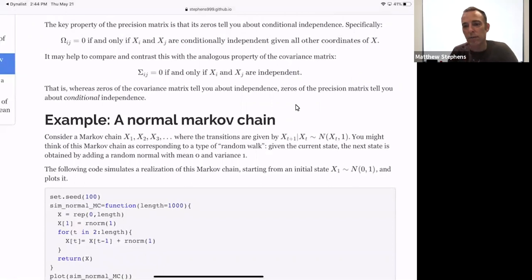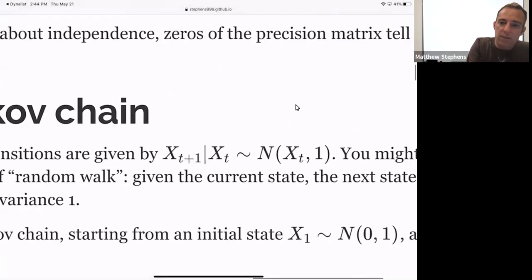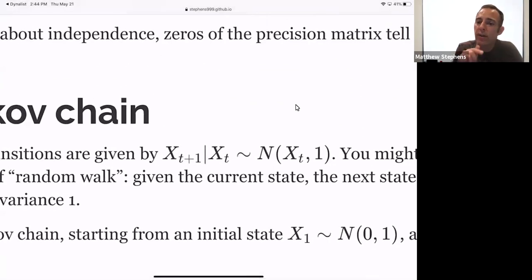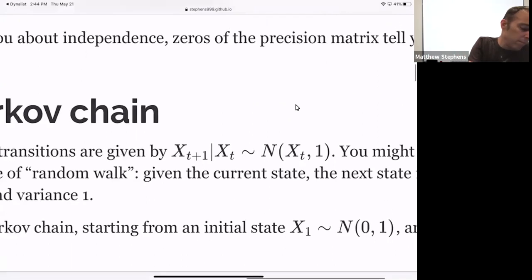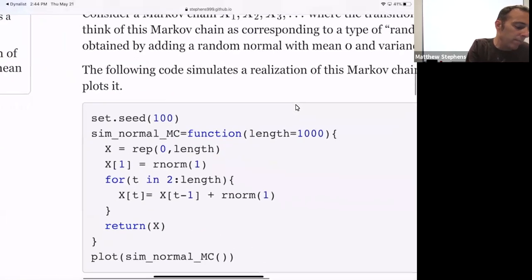So this is a Markov chain where the transitions are just a random normal. So x_{t+1} given x_t is just normal centered on x_t with variance 1. So the idea is that wherever you are now at time t, x_t, you just add a random normal to it to make x_{t+1}. Okay. So here I simulate this Markov chain.